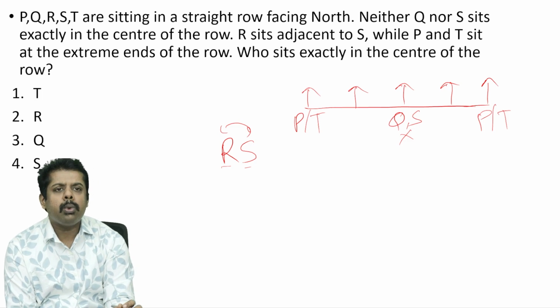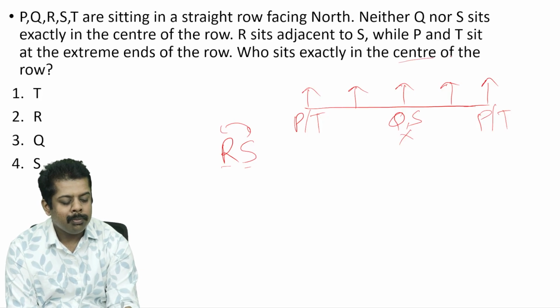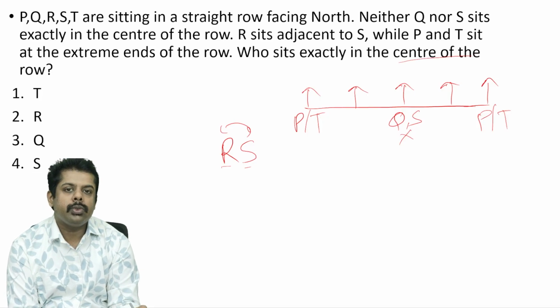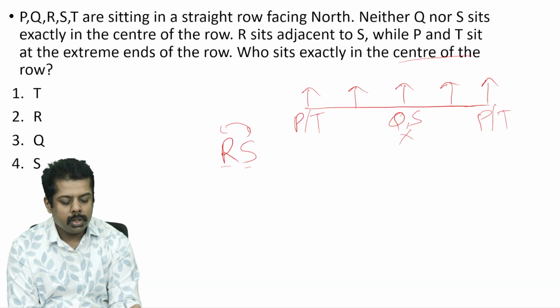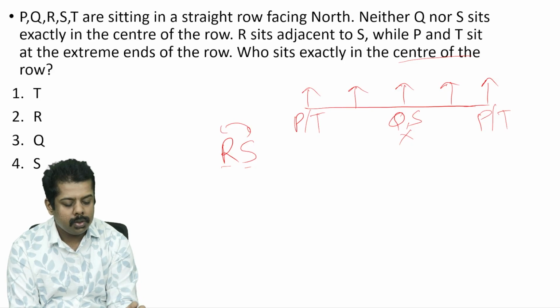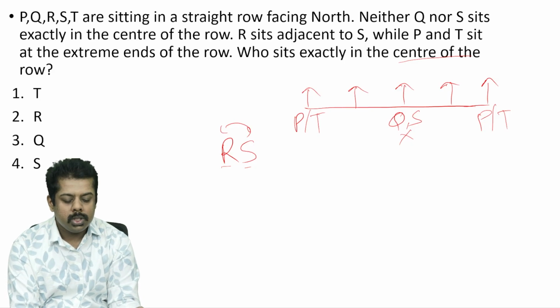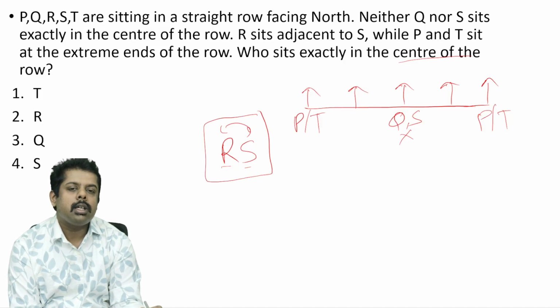Okay, so these many points we have. They have asked in the last point who sits in the center of the row. So we have to just find which person is going to sit in the center. As we know, P and D are not going to sit there, and Q and S have also been given as not sitting in the center. So we have just a single point to fix here, that R and S are neighbors.